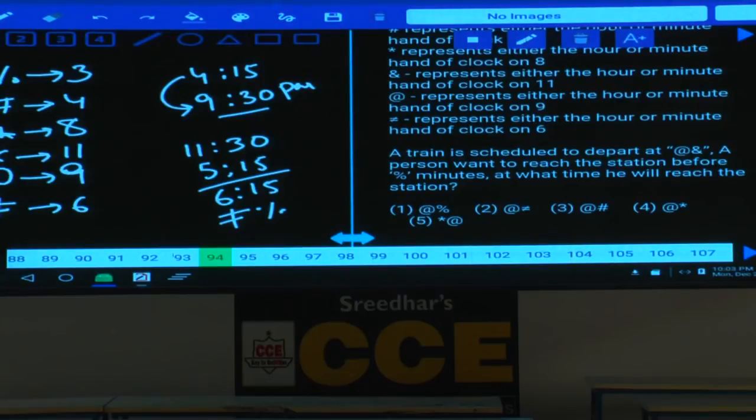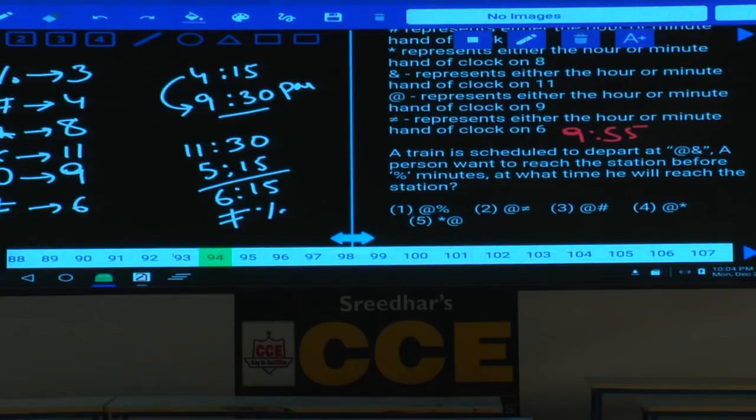Then question number 94. In this question, a train is scheduled to depart at the rate of n. At the rate of stands for 9, and n stands for 11. That is, the train is scheduled to depart at 9:55, and a person wants to reach the station before percentage, which means before 3, that is, 15 minutes. Then at what time will he reach the station?